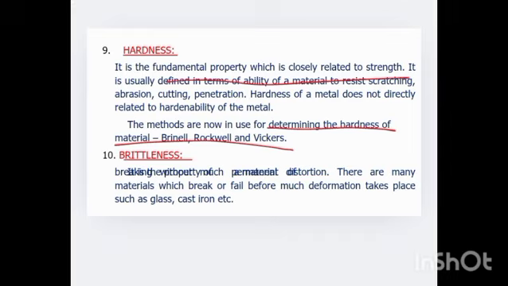Then brittleness. Brittleness is the property of breaking without much permanent deformation. Brittle materials break suddenly. Examples of brittle materials are glass and cast iron.